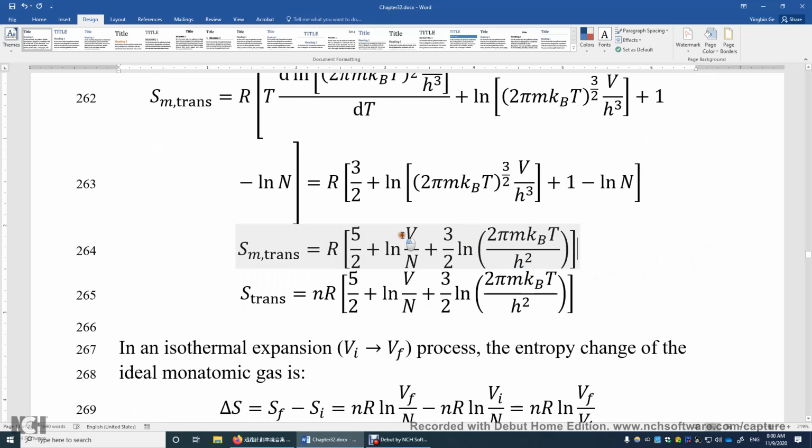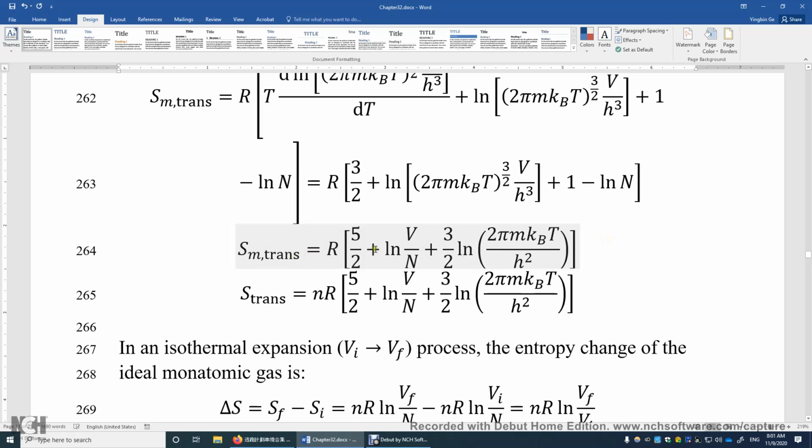The reason I put V and N together, V over N, is because V is an extensive property, and this N is also an extensive property. So V over N becomes an intensive property. And that's good because molar entropy is supposed to be an intensive property. It should not depend on the size of the system. Now if you look at this logarithm of V over N, this part does not depend on the size of the system. And over here, this one does not depend on the size of the system either. So that's a good thing.